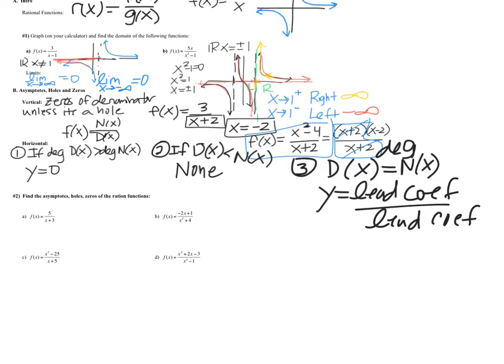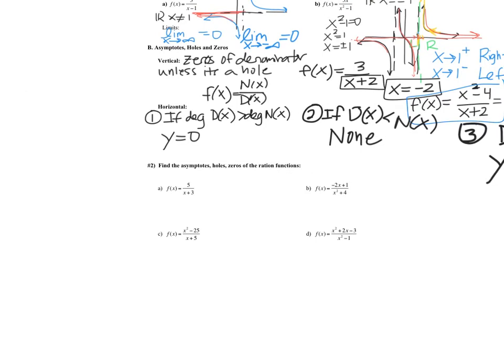Leading coefficient of the denominator? Of the numerator over the leading coefficient of the denominator, yeah. So you take the leading coefficient of the top, leading coefficient of the bottom. Everything else just kind of cancels out. You just ignore it.